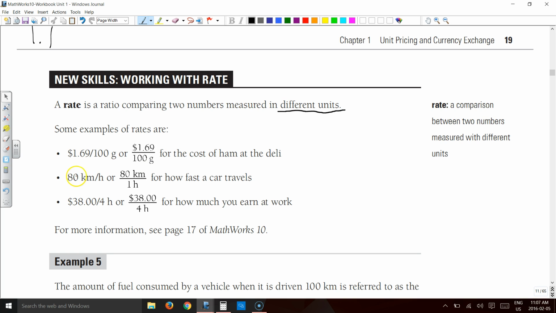All right? 80 kilometers per hour. So we're comparing distance compared to time. How fast a car travels. We've got $38 compared to 4 hours, or $38 for 4 hours of work. So we're comparing dollars and we're comparing hours. That is the difference between a ratio and a rate. And rates are really important for most jobs out there. Unless you just want to have a job where you don't think and you don't do anything other than what you're told, like a very basic low-level job, if it's a decent job, you're probably dealing with some form of rates.